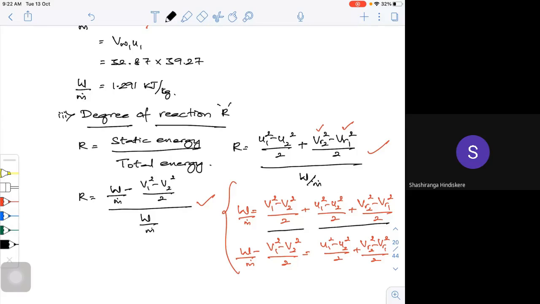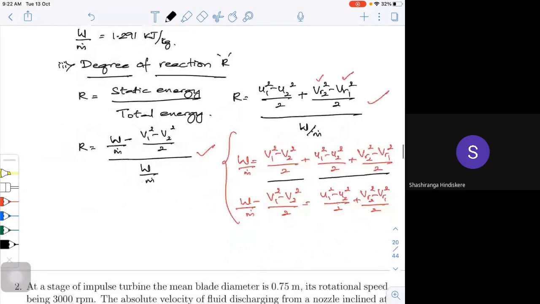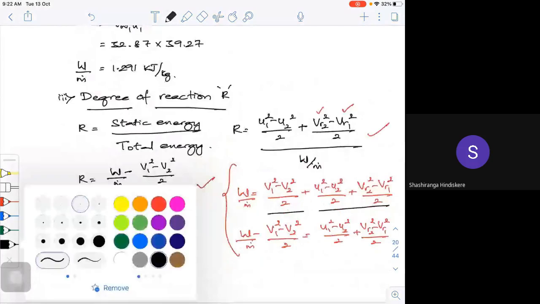Now if I use this formula, V1 I know, V2 I know, W I know. So it is only substitution. Otherwise, if you use the right hand side formula, I have to calculate VR2 and VR1, which may take another 5 to 10 minutes, and I will end up with the same number. So I'll use the first one. So R is equal to, W by M is how much actually?